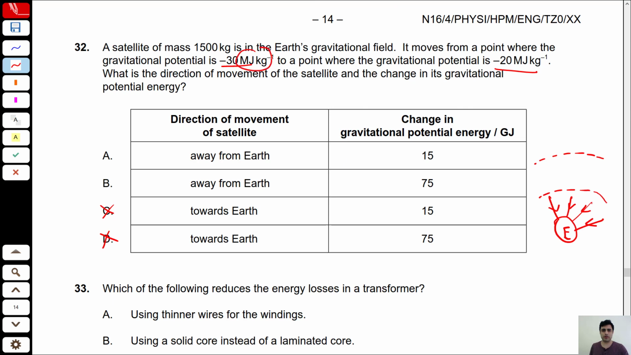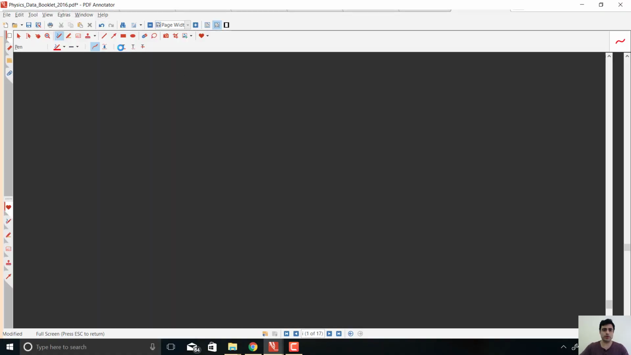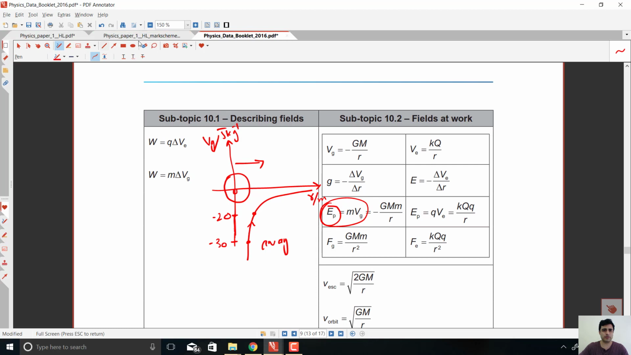What is the direction of the movement of the satellite? And the change is just the difference between the two. So what is the difference between negative 30 and negative 20? Changing what? Changing gravitational potential energy. So it's a little bit different from gravitational potential. If you look back at the data booklet, this is the equation that we will be using. Let me just erase, it's a little bit messy. Alright, good.